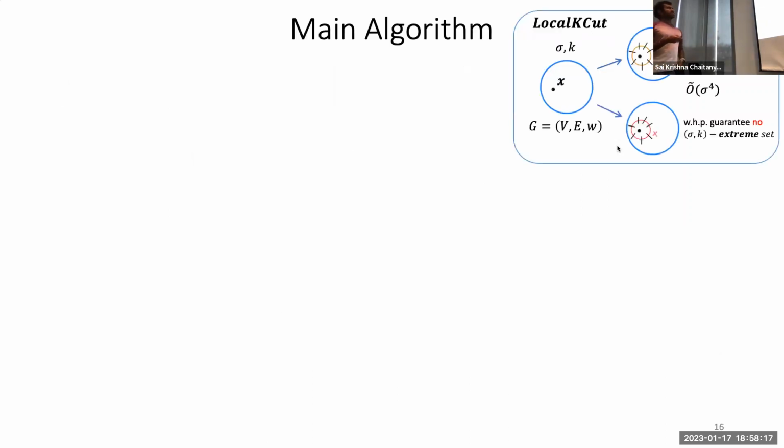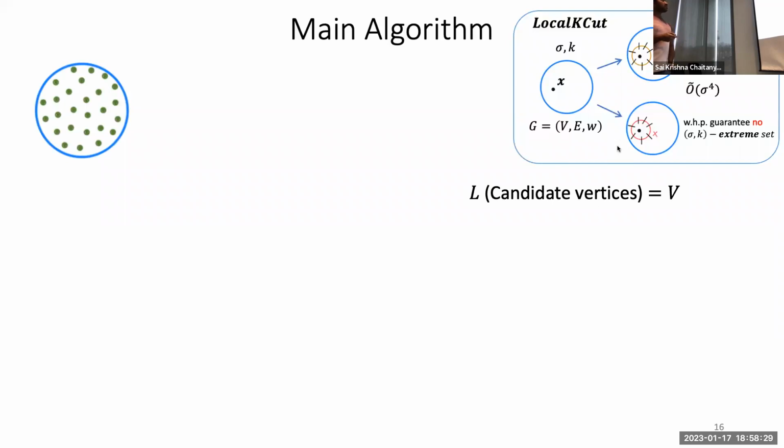Now let's see our main algorithm using this local K cut as a black box. This is again the main framework of the algorithm, but I stated it here for completeness. First we start with this graph. We have many vertices, but we don't know where to look for these sigma K sets. We want some small cuts, small local cuts, but we don't know where to look for them. So we start by looking around every vertex. And we have the luxury of looking around every vertex because our running time is just O tilde sigma power 4.